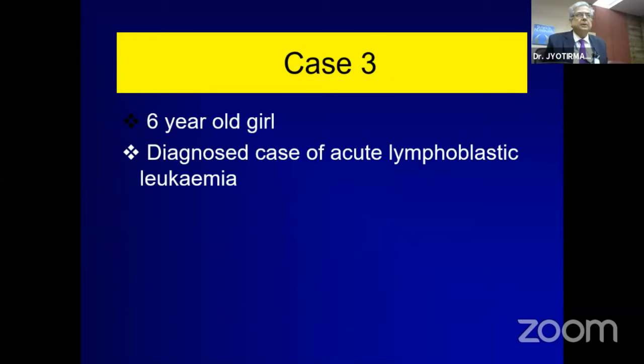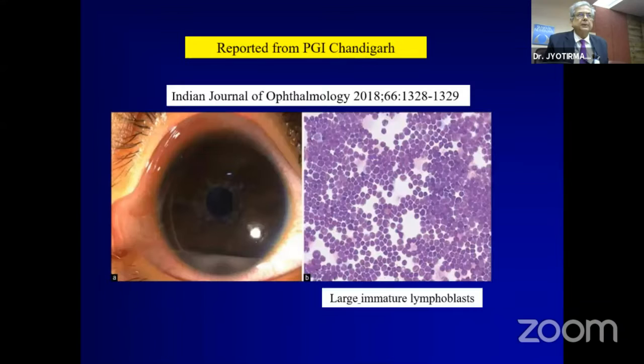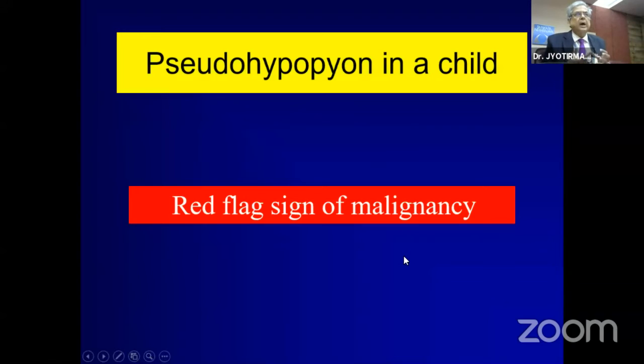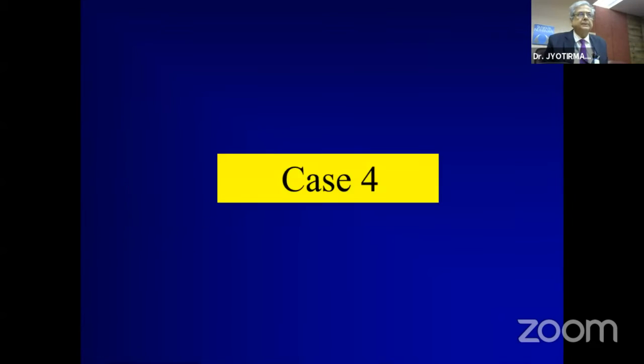Our third case is not my case, it's from PGI Chandigarh, a 6-year-old girl diagnosed as a case of acute lymphoblastic leukemia and presented with a hypopyon, and peripheral smear showed large immature lymphoblasts suggestive of leukemia. This patient restarted chemotherapy but died within a few weeks. A pseudohypopyon in a child should not be taken loosely, and is a red flag sign of malignancy.